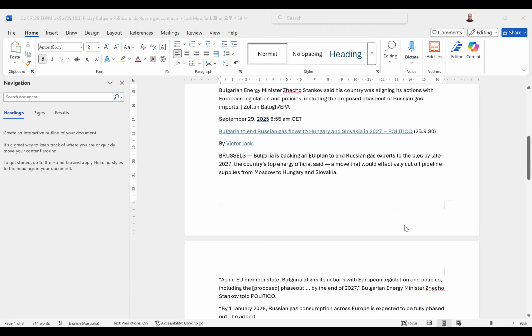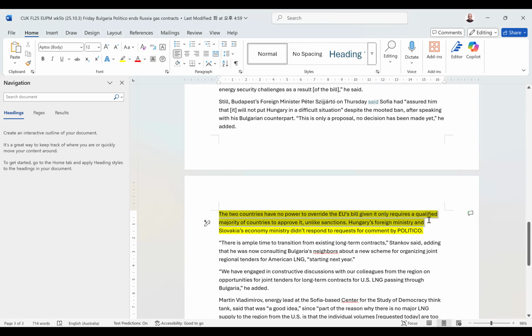And these two countries, it says here, Hungary and Slovakia, have no power to override the EU's bill, given it only requires a qualified majority of countries to approve it, unlike sanctions. Hungary's foreign ministry and Slovakia's economists didn't respond to requests for comment by Politico.